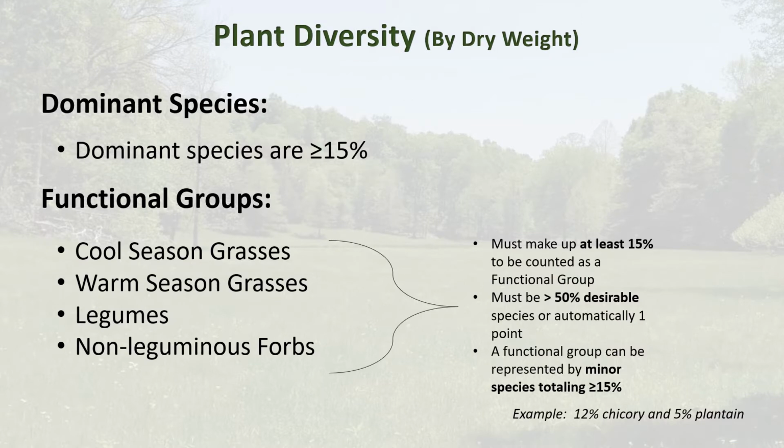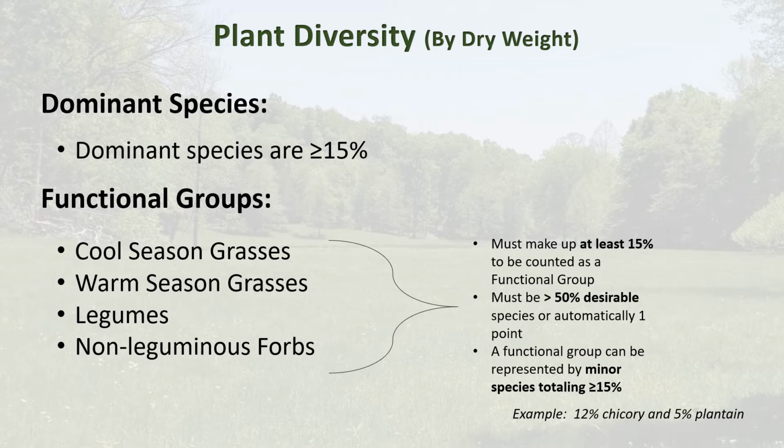We have 4 main functional groups. Those include cool season grasses, warm season grasses, legumes, and non-leguminous forbs. By quickly assessing the functional groups that are present, and also how many dominant species there are, particularly the ones that are greater than 15%, you can quickly score this indicator.